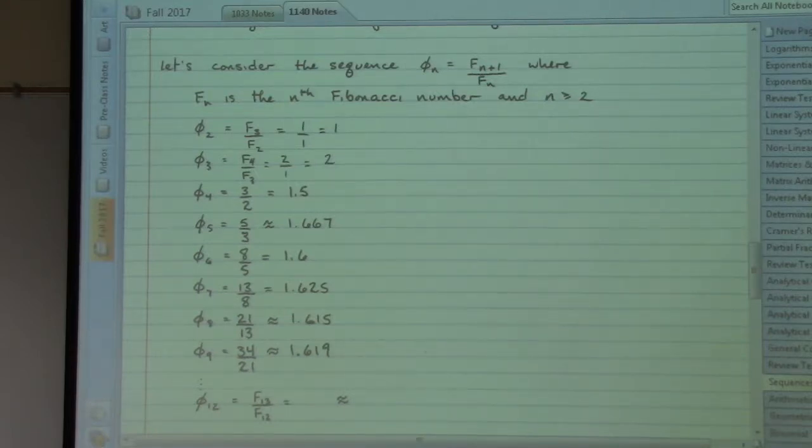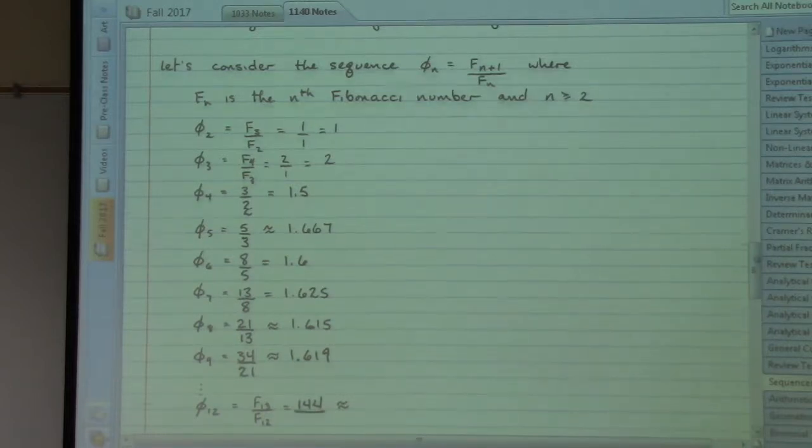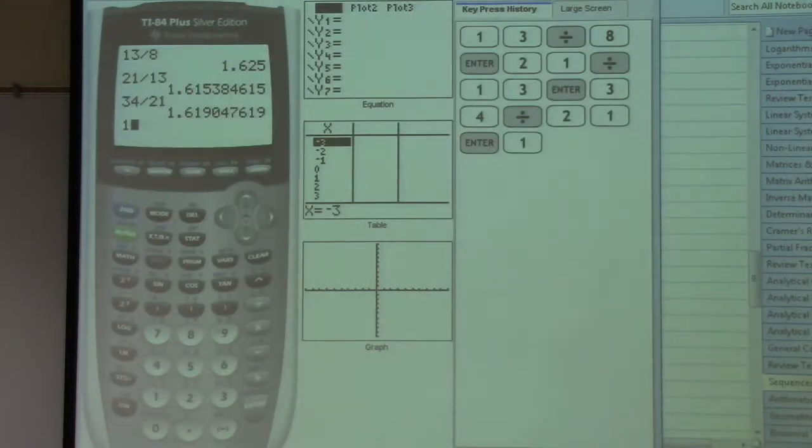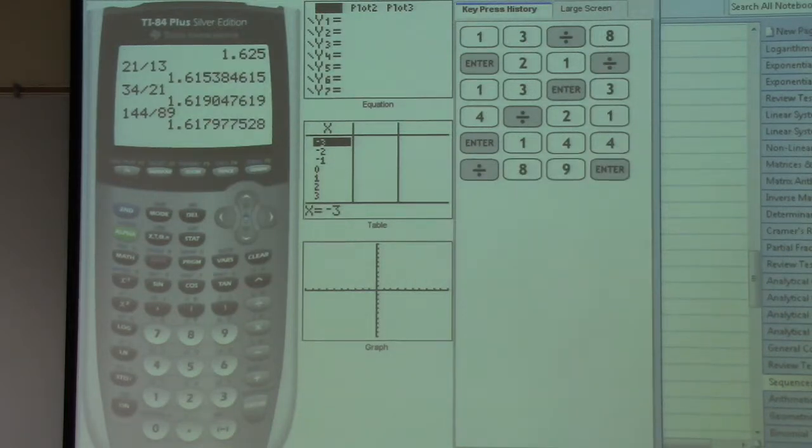And then from the Fibonacci numbers that we had at the very end of our little list, so we're kind of jumping ahead, we had a 144 over 89. And that would be approximately 1.618.